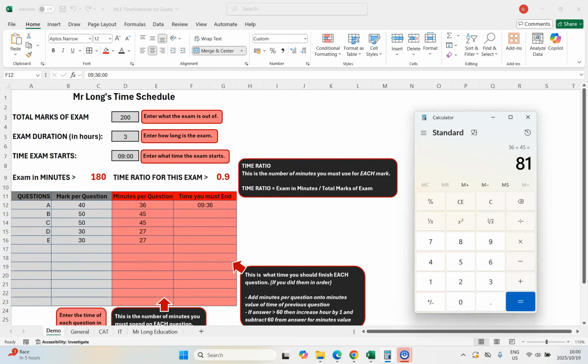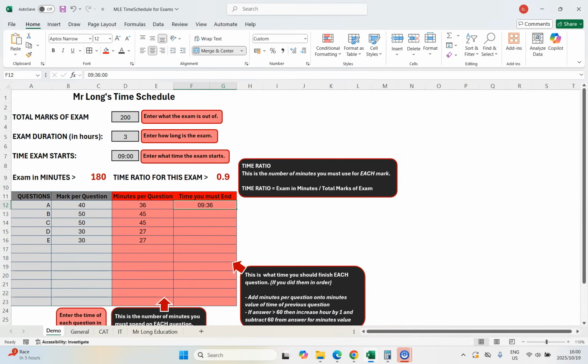Now that's a big number. That's above 60. So the moment this number goes above 60, all I do is minus 60 from it and up the hour. Because I minus 60, this becomes 10, and the minutes will now become 21. So the time will be 10:21. So let's try that again with the next one.